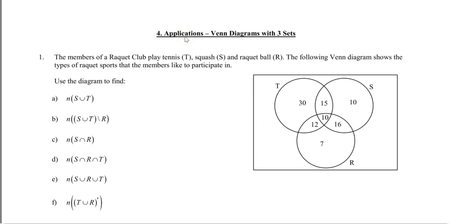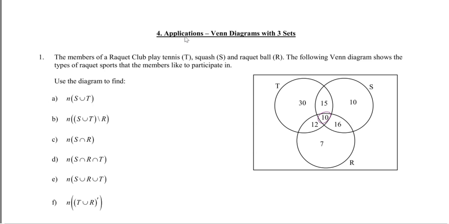So we have Venn diagrams with 3 sets. And so we have 1, 2, 3, 4, 5, 6, 7. We have 8 different areas on the Venn diagram. Okay? So we need to understand what each of the 8 different areas is called.